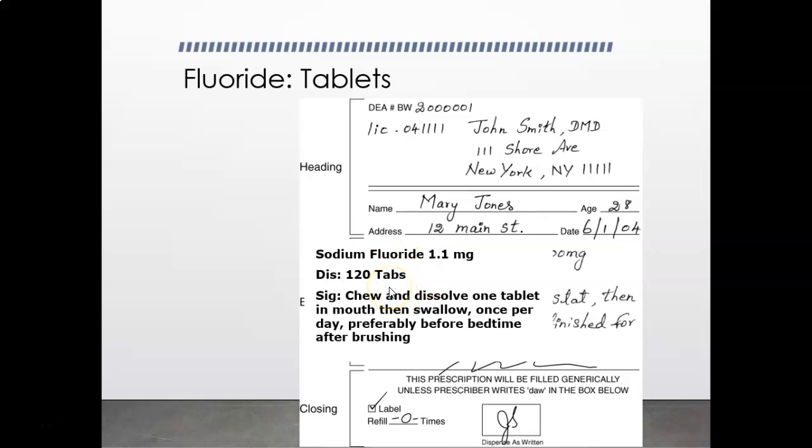And then this one is for sodium fluoride. So it's sodium fluoride, 1.1 milligrams, and they're dispensing 120 tablets. And the instructions are to chew and dissolve 1 tablet in the mouth, then swallow once per day, preferably before bedtime after brushing. So this would be for a kid who's on supplemental fluoride because maybe they don't drink fluoridated water, they're on well water, something like that.